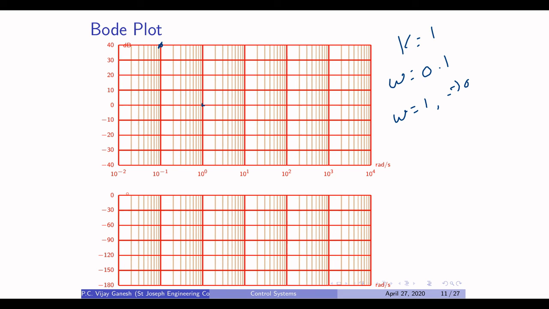Here the value is 0, and similarly at 10 it is minus 40. If we draw a line, this will be the line for us, and the phase is just a 180 degree line.